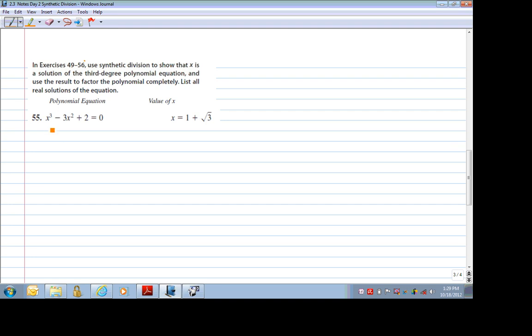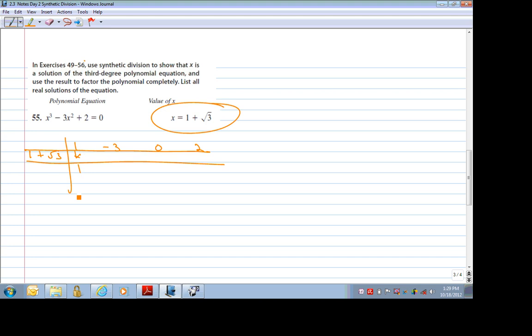So we're going to take our polynomial here. The coefficients are 1, negative 3, we don't have an x term, so 0, and 2. So 1, negative 3, 0, and 2. And we're going to synthetically divide by this lovely value over here, 1 plus the square root of 3. Again, I don't want you to fear this. We've just got a little bit of math to do.